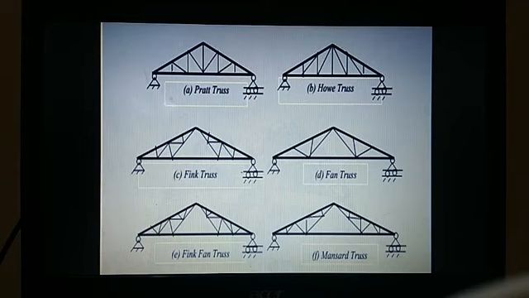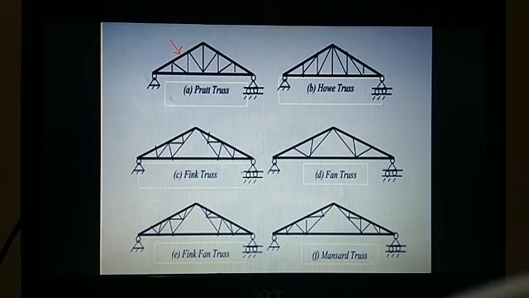Without providing these internal members, how can you consider that your top chord is supported? Your top chord is supported at the joints, right? When the force is acting like this, if you want to control the bending in the top chord, definitely the top chord has to be supported with the help of a bracing system, isn't it? That's why roof trusses are called braced roof trusses.